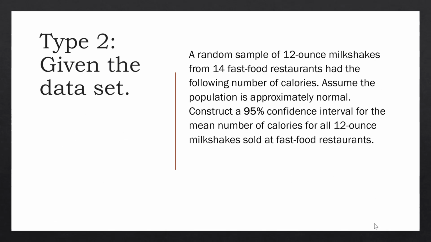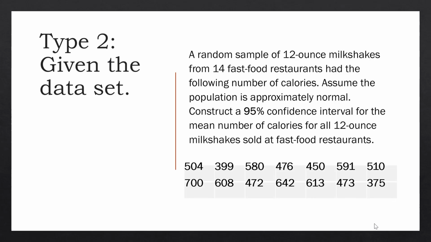And now let's take a look at the second type of problem. Given the data set, a random sample of 12-ounce milkshakes from 14 fast food restaurants had the following number of calories. Assume that the population is approximately normal. Construct a 95% confidence interval for the mean number of calories for all 12-ounce milkshakes sold at the fast food restaurants. So here for this problem, sigma is not given, and they give you the data set of 14 numbers. Here we want to construct a 95% confidence interval. And of course, we are going to use the T interval function on the calculator. So now let's take a look at the calculator.